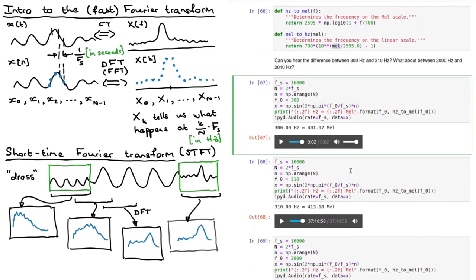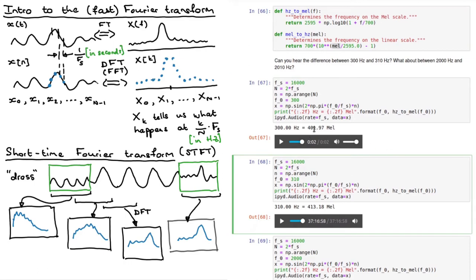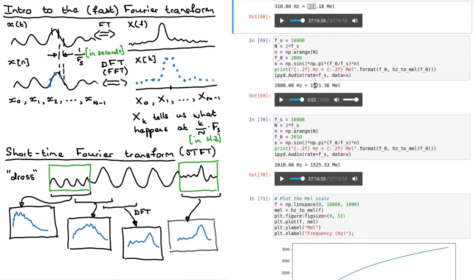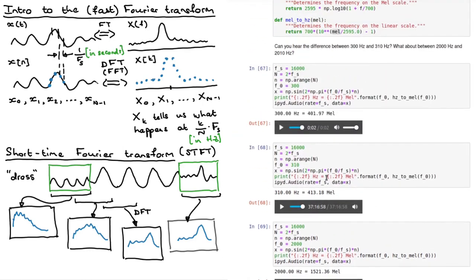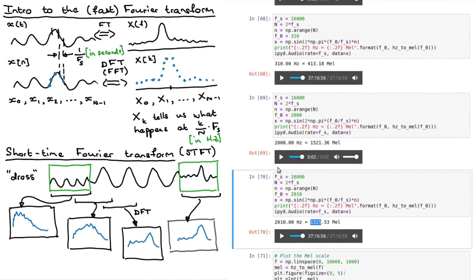Here we had 300 Hertz and 310 Hertz, and I quickly converted that to Mel, so it's 401 Mel and 430 Mel. And you clearly hear the difference between these two signals. Okay, perfect. Now here we've got a 2000 Hertz signal, which is 1521 Mel, and a 2010, which is 1525 Mel. So the difference in Mel here is much, much smaller than it is on this side. Okay, and that makes sense because I can't hear the difference between this. So the perceptual difference is much smaller.